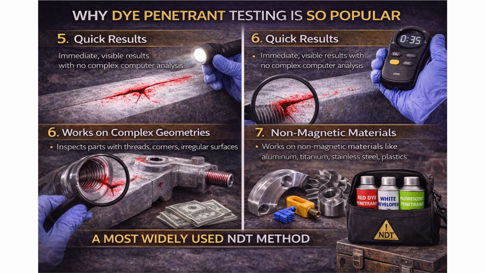6. Works on complex geometries. Unlike some NDT methods, penetrant testing works on parts with complex shapes, threads, corners, and irregular surfaces. 7. Non-magnetic materials. It works on non-magnetic materials where magnetic particle inspection cannot be used, such as aluminum, titanium, stainless steel, and plastics. These advantages make DPT one of the most widely used NDT methods in industries worldwide.